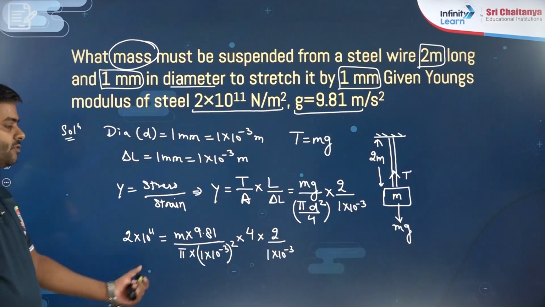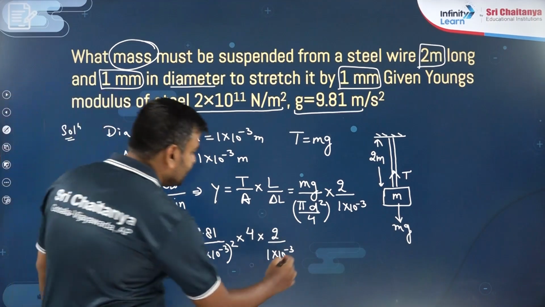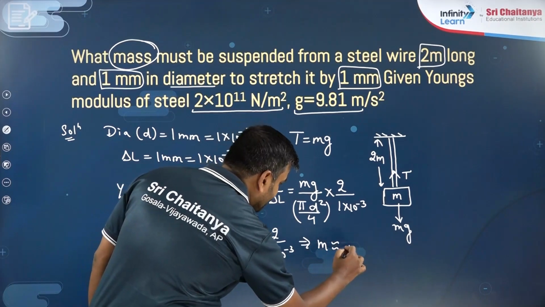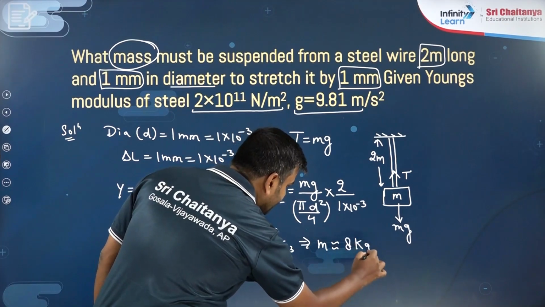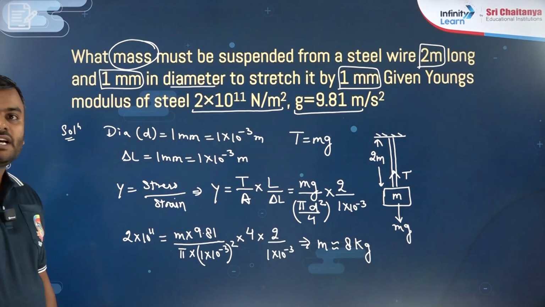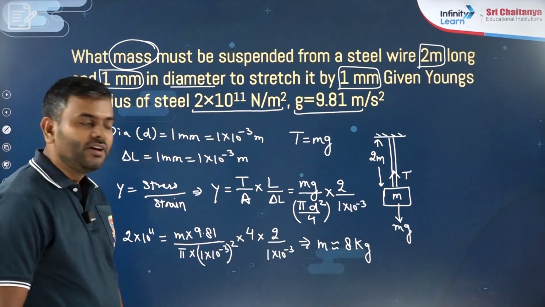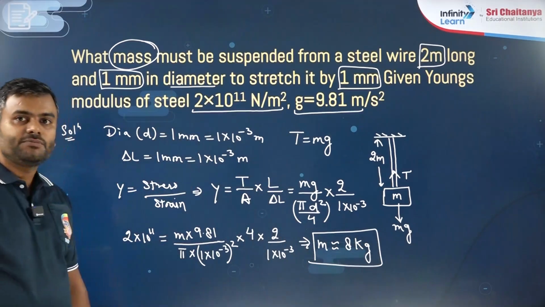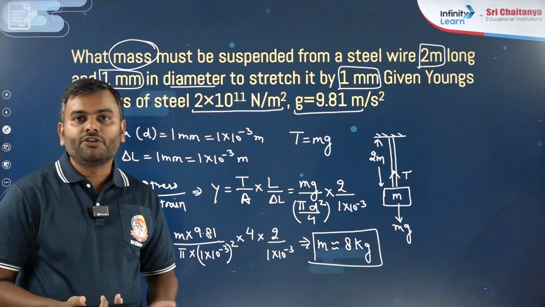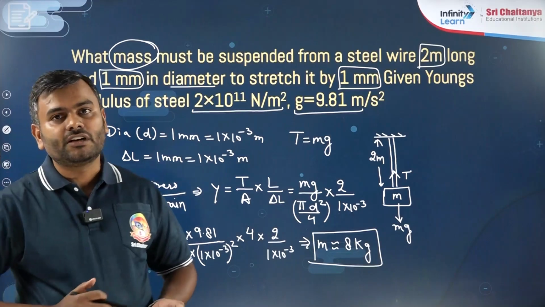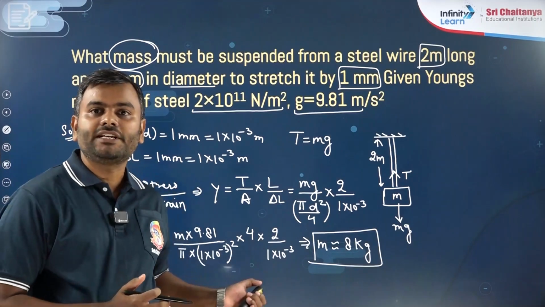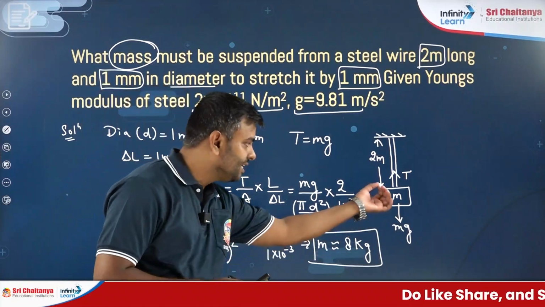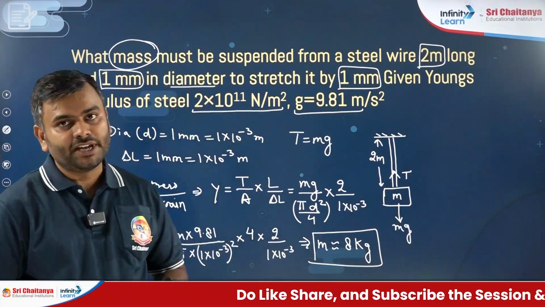Okay. So after solving this for the calculation of mass, the answer which we finally get comes to approximately 8 kilogram. So the final answer after solving this is 8 kg. This will be the answer for this particular problem. I hope you have understood how we have used the concept of stress and strain to calculate the mass which we have hung, which is responsible for the stretch in this steel wire.